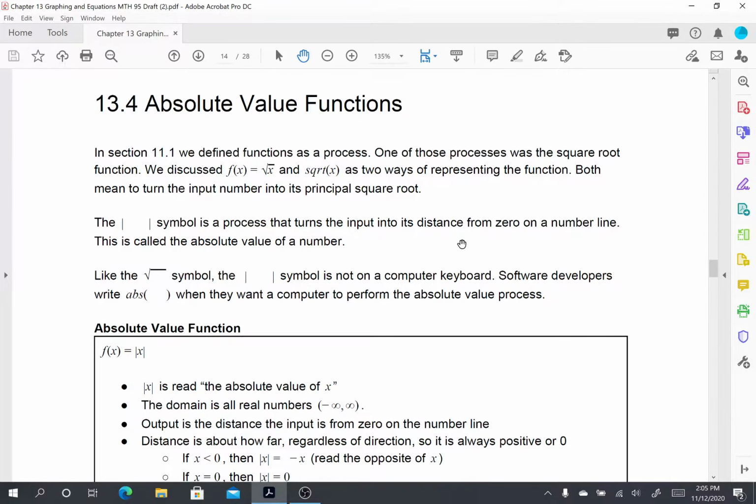Like the square root symbol, the absolute value symbol is not on a computer keyboard. Software developers write ABS parentheses when they want a computer to perform the absolute value process, and you might find that useful when you're working.